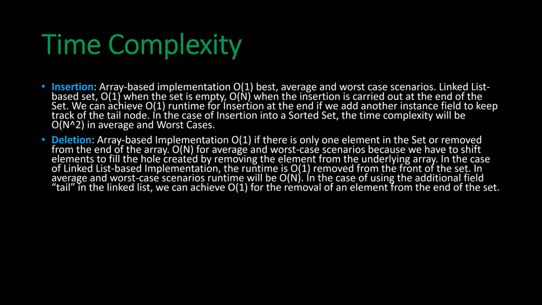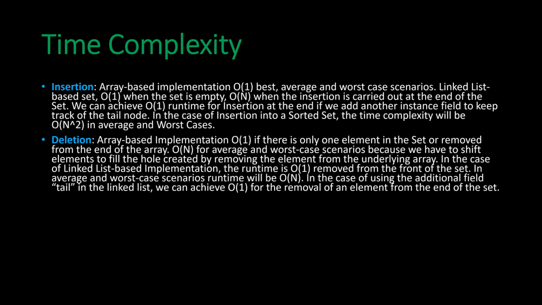If we implement set using a linked list, the runtime is O(1) if the element is removed from the front of the set. In case of average and worst cases, they will happen when we have to search for the element. If element exists somewhere between the linked list, we have to iterate to locate and then remove the element, and its complexity is O(n).